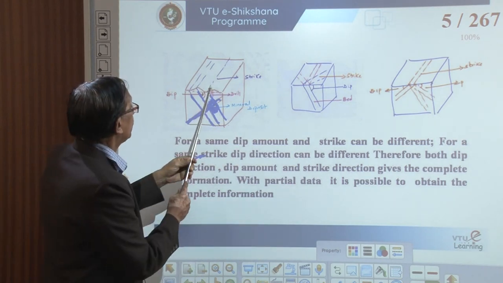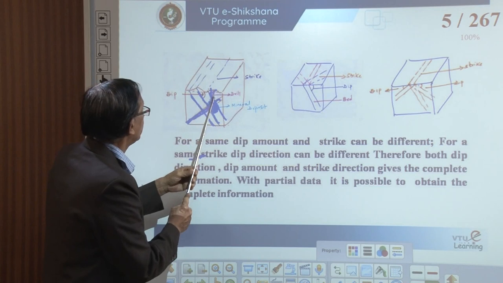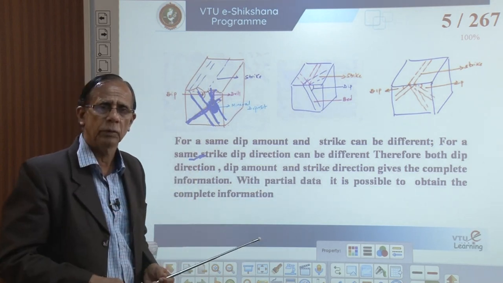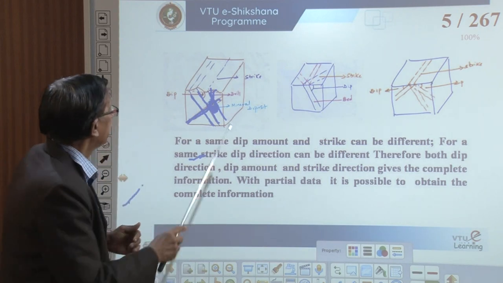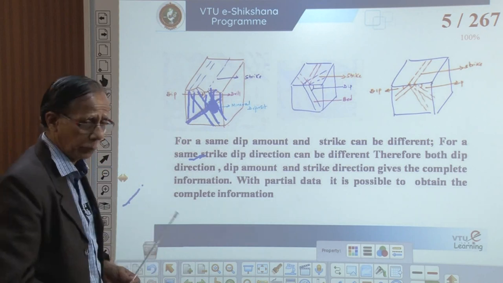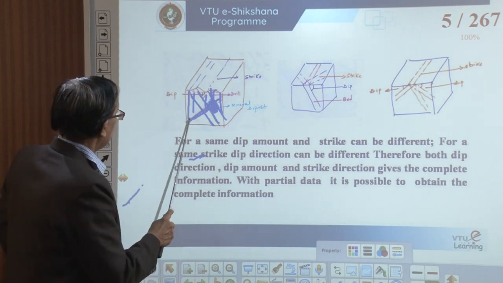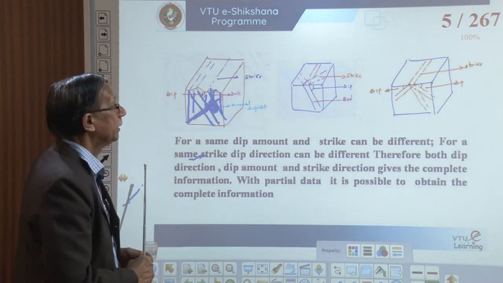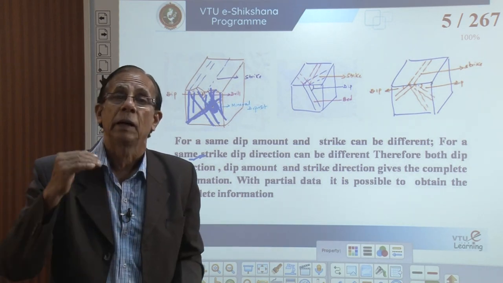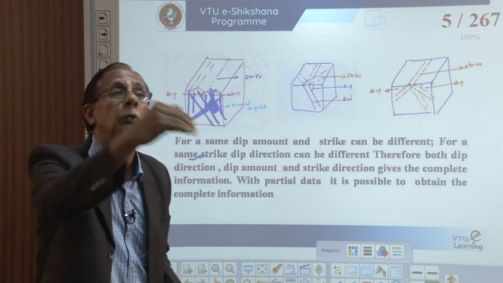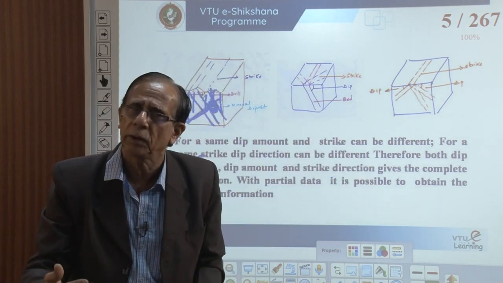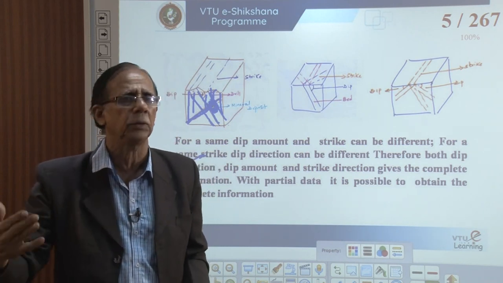So what I have to do from the ground is put a drill, a borehole. Where do I have to put the borehole? Can I put it here, here, here? If I put it there, I miss this layer. Therefore, the very knowledge of dip and strike helps me decide where to put my drill hole, either to find the mineral deposit or to find water, whatever.